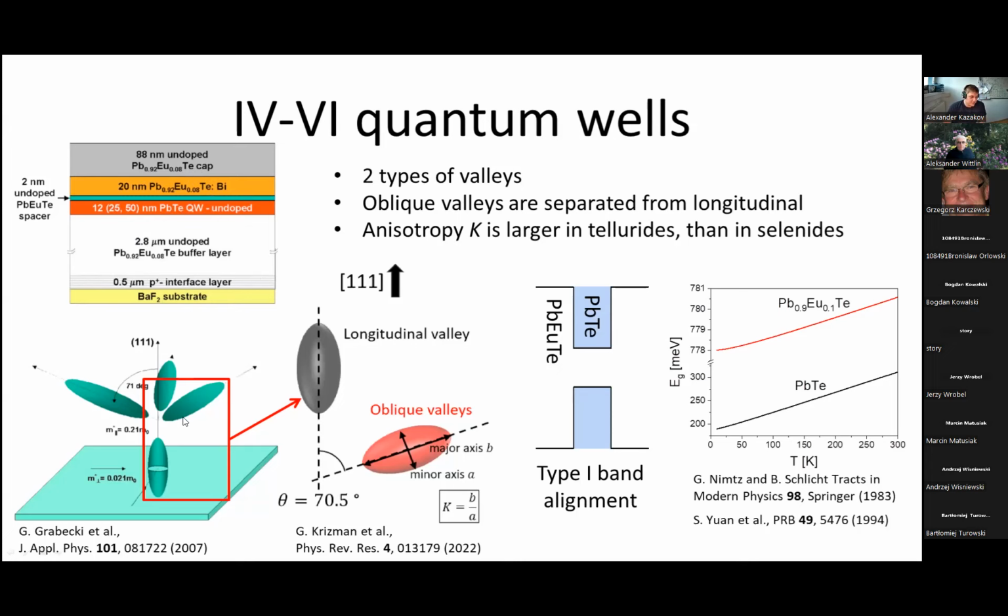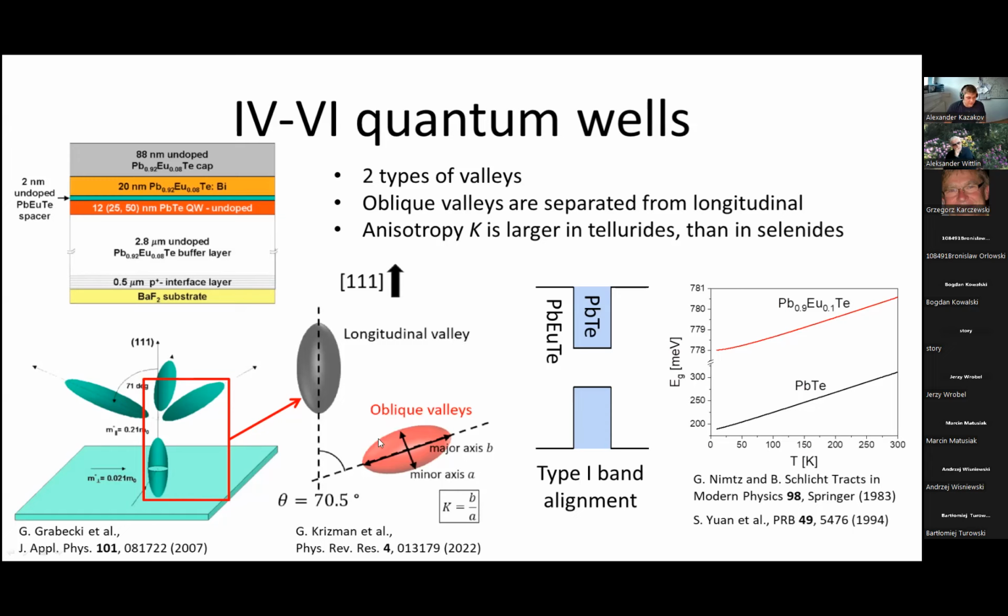So the band structure of such a quantum well is quite anisotropic. It has 4 pockets at the L points, and they have the shape of an ellipsoid. One ellipsoid is parallel to the 111 orientation. It is called the longitudinal valley in such quantum wells, and the 3 others are rotated by 71 degrees to the normal to the surface, and they are called oblique valleys.